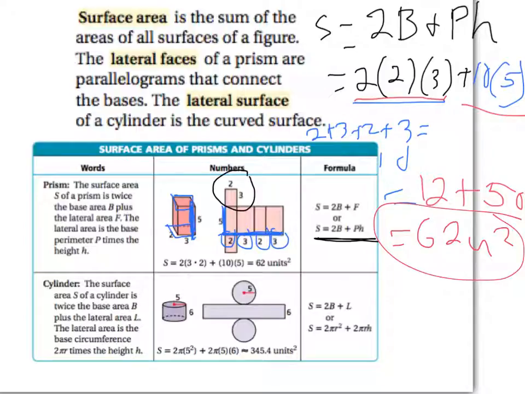So what we did is we did 2 times the area of the base, which is 2 times 3, and then we did the perimeter, 2 plus 3 plus 2 plus 3, times 5. Alright?